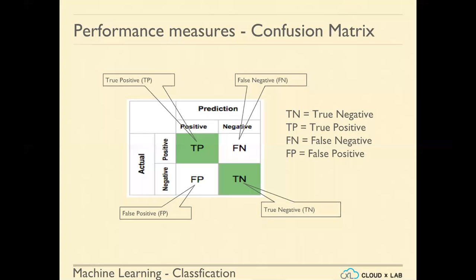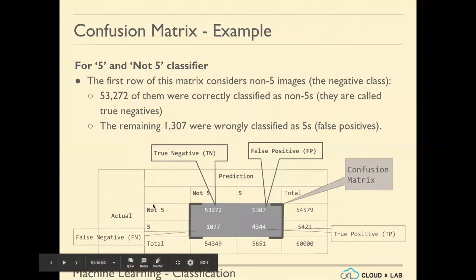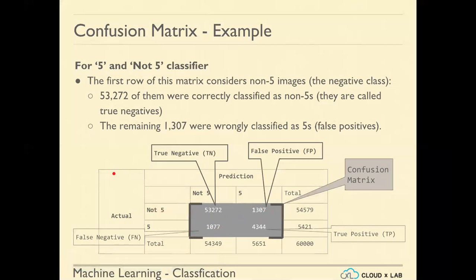So this is where the confusion matrix is created. We represent the classes on one side. These were the actual classes and predicted classes. Then we basically write the numbers in each box. So here we have written not-5 which were classified correctly, 5 that were classified correctly, not-5 that were classified as 5, and 5 that were classified as not-5. So this is false negative and this is false positive. This is called a confusion matrix.